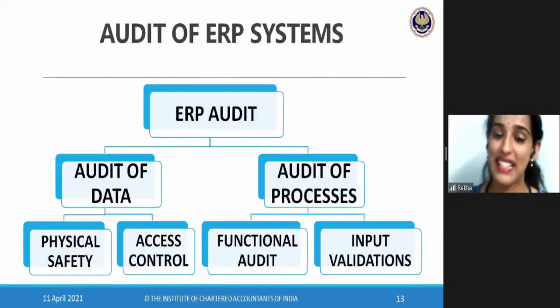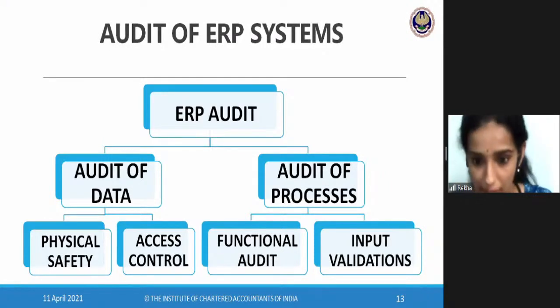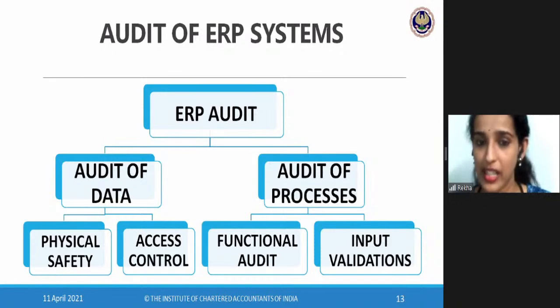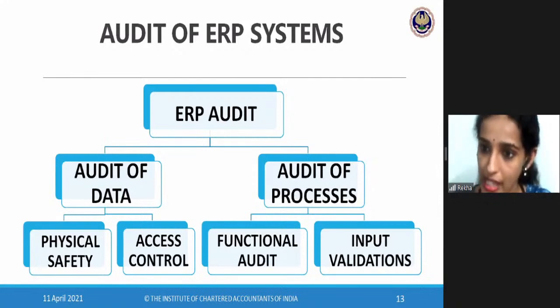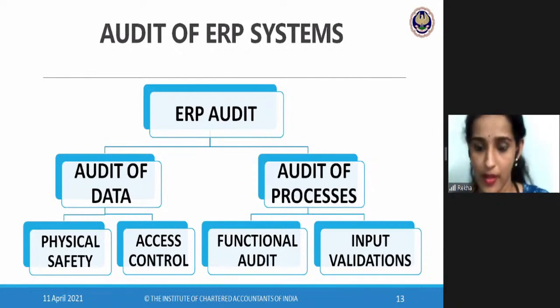Now, next is audit of ERP systems. Now, this is another important topic. Kindly mark this as important. Audit of ERP systems. Now, ERP audit, basically we have two types. One is audit of data and another is audit of process. Within audit of data and audit of process also, we have two different bifurcations.